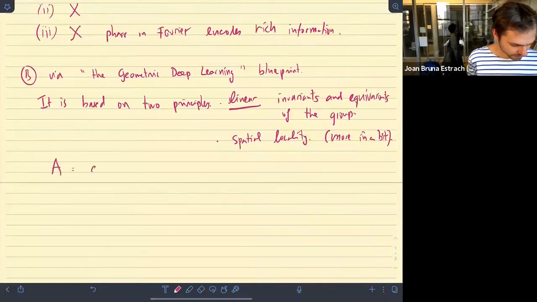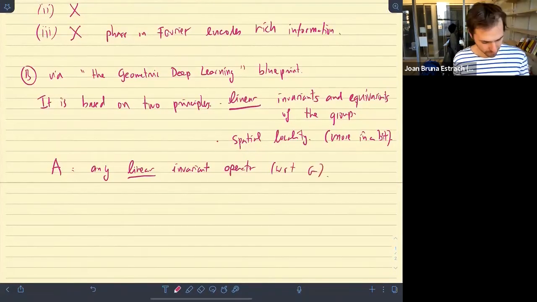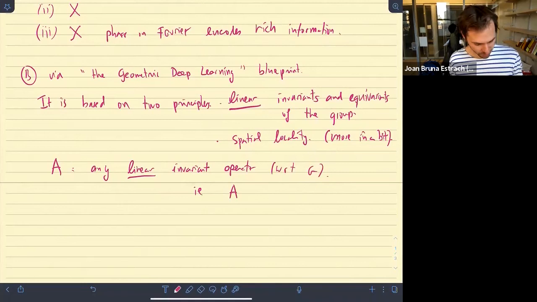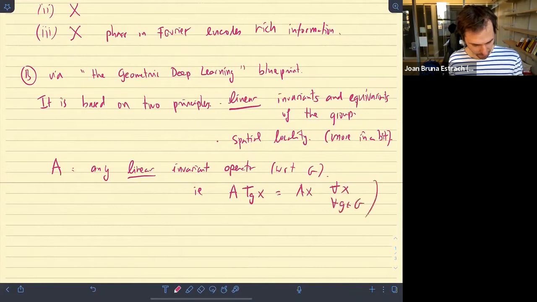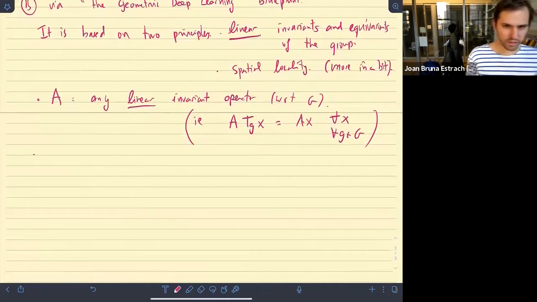A is any linear invariant operator with respect to G. So what does it mean? It means that A applied to the transformation, remember that we call it dg of x, is equal to A of x for all x and for all g in the group. So we are going to consider A as one such operator.